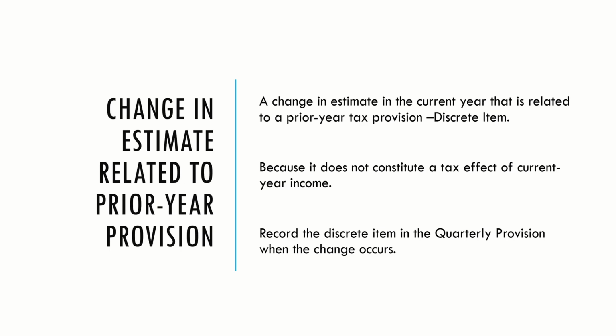A change in estimate in the current year that is related to a prior year tax provision does not constitute a tax effect of current year income. That means the effect of this type of change should be recorded as a discrete item in the quarterly provision during which the change in estimate occurs.